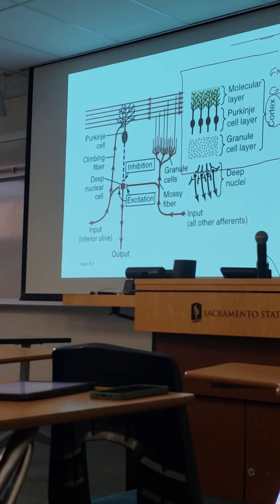So we have a granule cell layer. These are really small neurons, and there's probably billions of them, okay? And then we have larger Purkinje cells in this layer, and then we have a molecular layer.